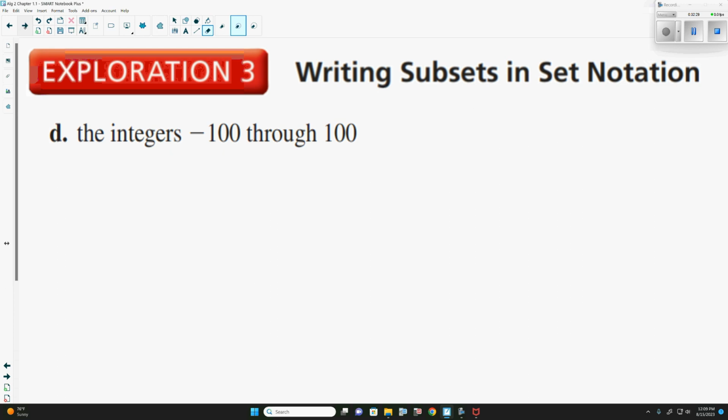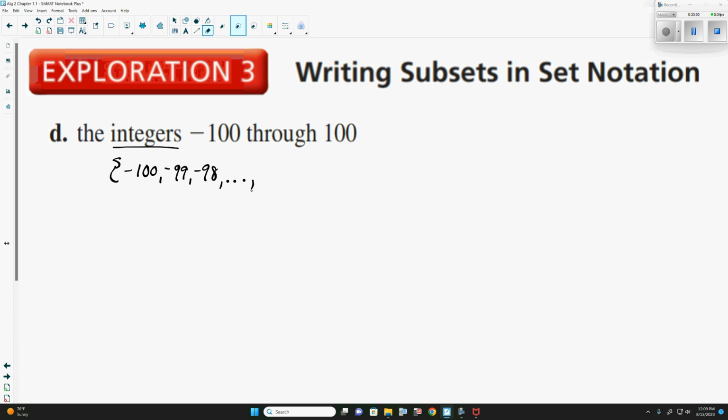Negative 100 to 100. Now with integers, we just have negative 100, negative 99, negative 98. We don't have anything between them. So we could actually list this out as negative 100, negative 99, negative 98. So we can use the ellipsis, but it does have an ending point. Where does it end at?